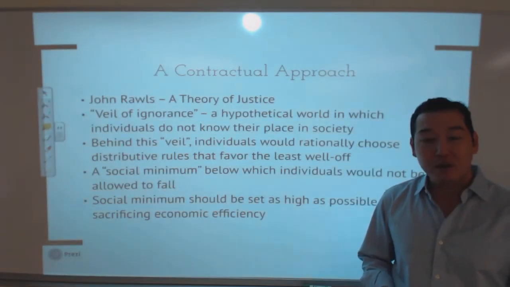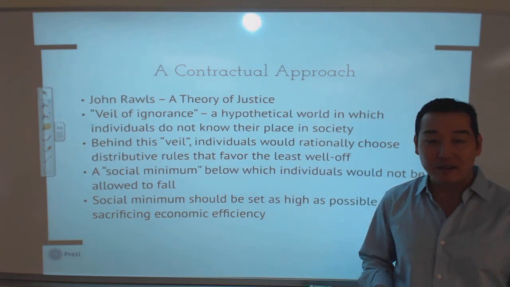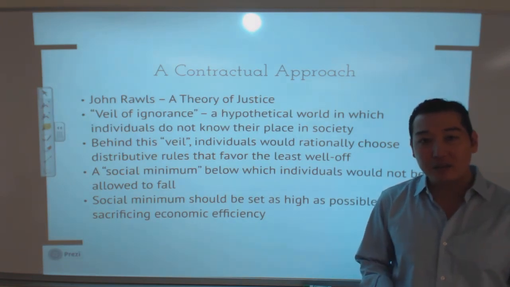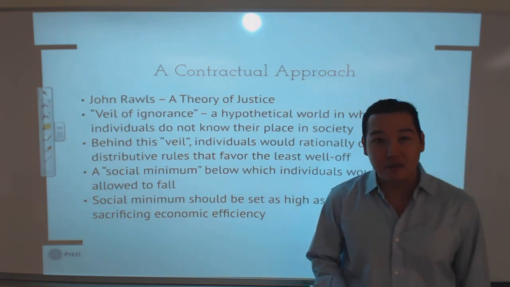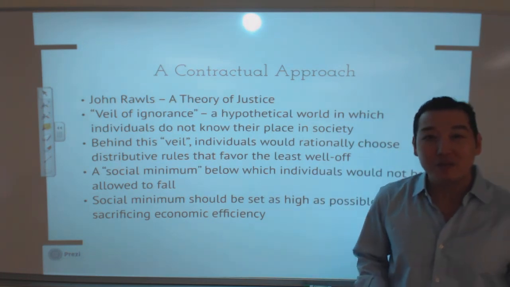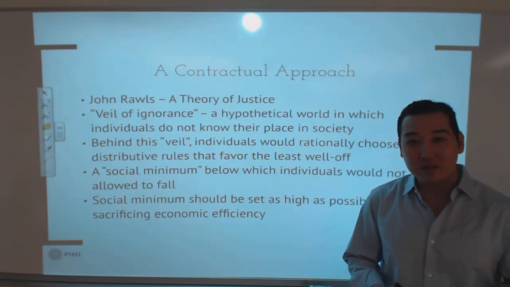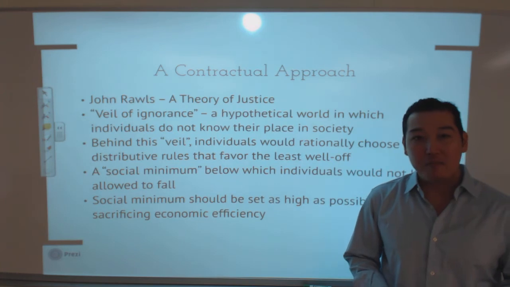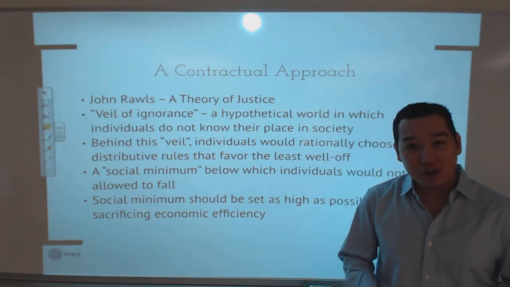So first, we look at John Rawls. If you're interested in this line of reasoning, I would suggest you look at his book called A Theory of Justice. 500 plus pages of dense philosophical reading about notions of social justice and such. But we're sort of glossing over this stuff very quickly.